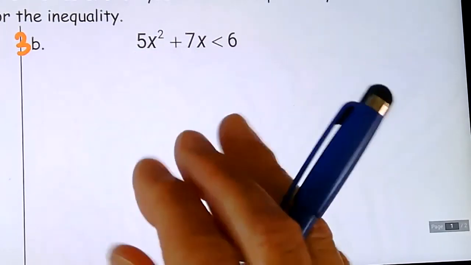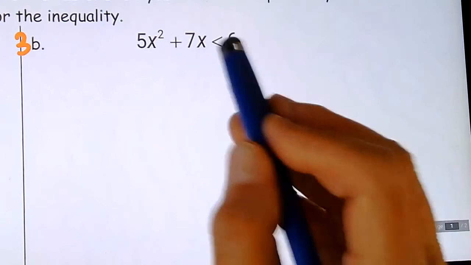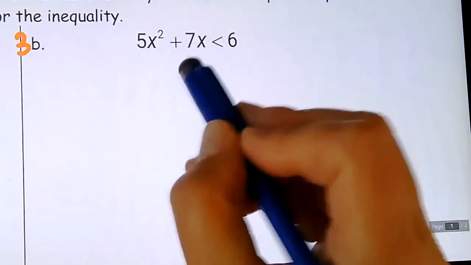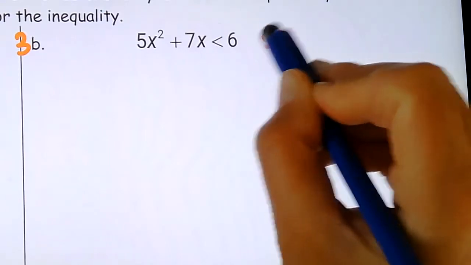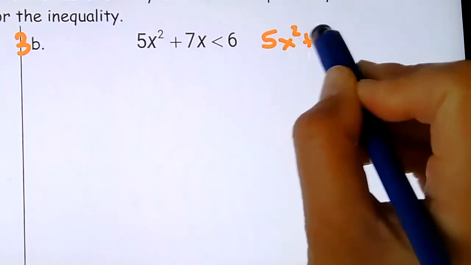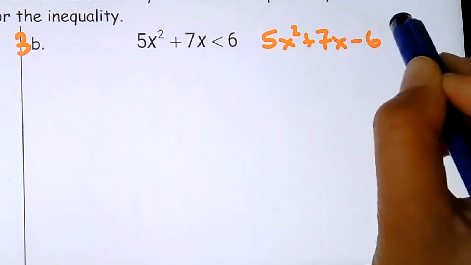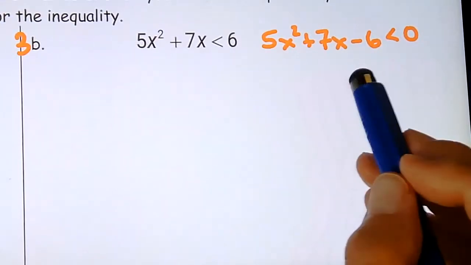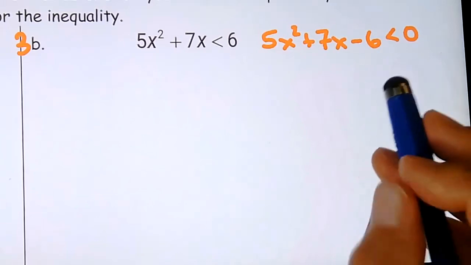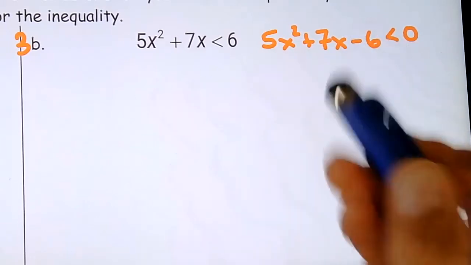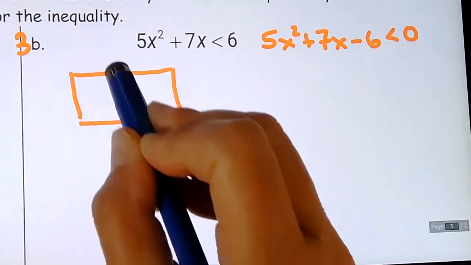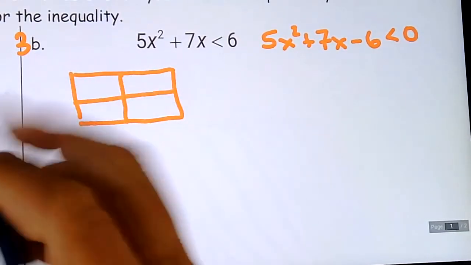So for this one, I'm going to do kind of the same thing. I want to get a 0 here, though. So this is a quadratic. I'm going to get a 0 on this side. So I'm going to rewrite this as 5x squared plus 7x minus 6 is less than 0. And then I'm going to factor this to figure out what my zeros are, my x-intercepts are. So I'm going to factor this, okay?